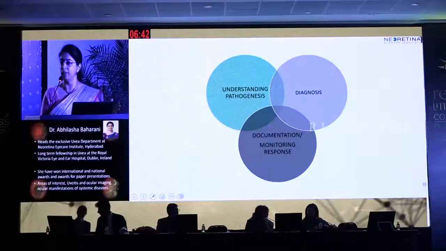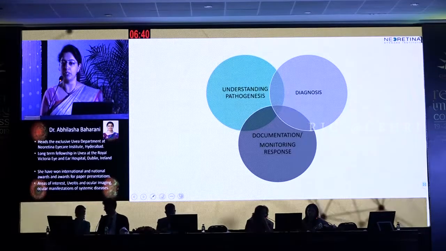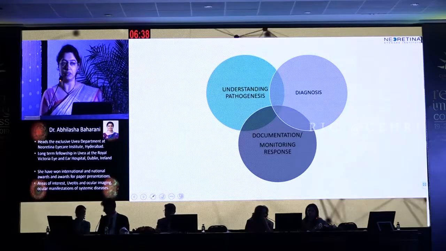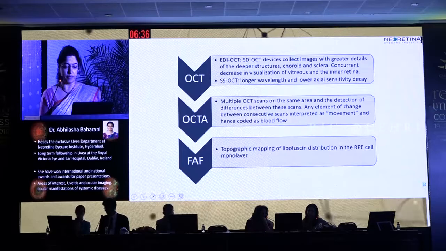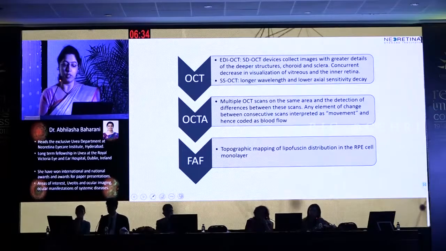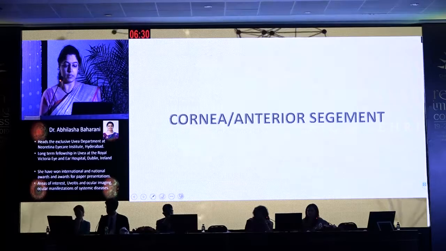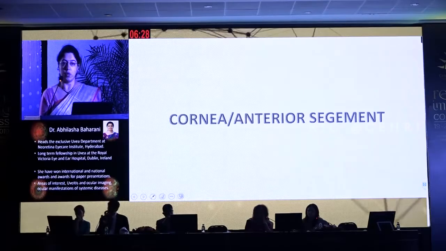Now, the problem with imaging in uveitis is that one disease can affect many parts of the eye, and we do not have multicentral studies like you have in diabetic eye disease. So we have a few case reports and small case series to define the characteristic features. So in this talk, I'll be only talking about OCT, OCT angiography, and fundus autofluorescence. So we'll go from cornea to choroid.